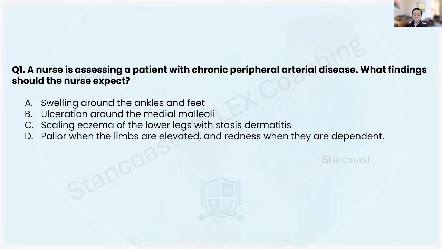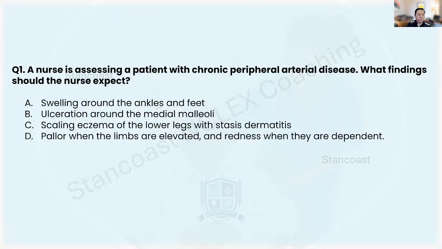Let me reread the question. A nurse is assessing a patient with chronic peripheral arterial disease. What findings should the nurse expect? Is it A, swelling around the ankles and feet, B, ulceration around the medial malleoli, C, scaling eczema of the lower legs with stasis dermatitis, D, pallor when the limbs are elevated and redness when they are dependent? Okay, we are seeing a lot of D's. Very good, guys. That is the correct answer.